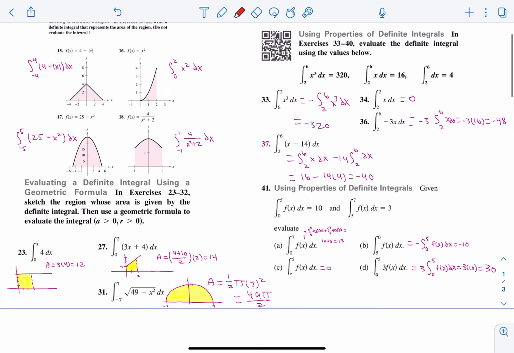Okay, so now let's move on to question 41. So for this one, we have the definite integral from 0 to 7 of f of x. So using the properties of definite integrals, we can take the definite integral from 0 to 5 of f of x and add it to the definite integral from 5 to 7 of f of x. So we have those values up there, so we can add 10 to 3, and our answer is 13.